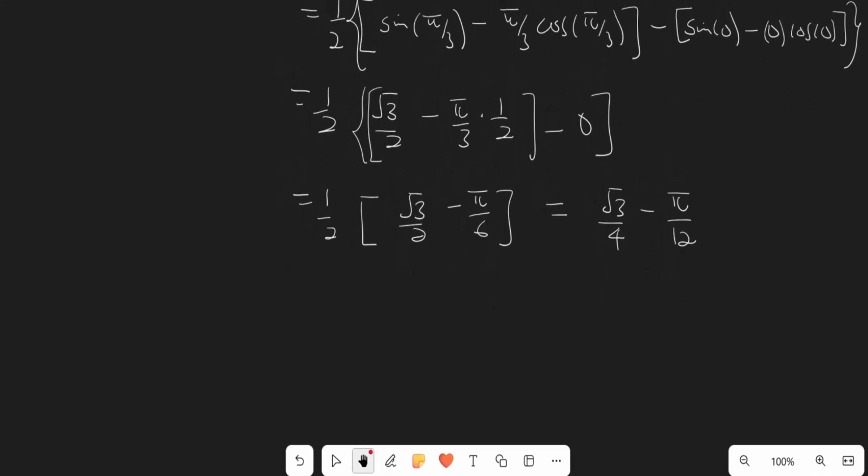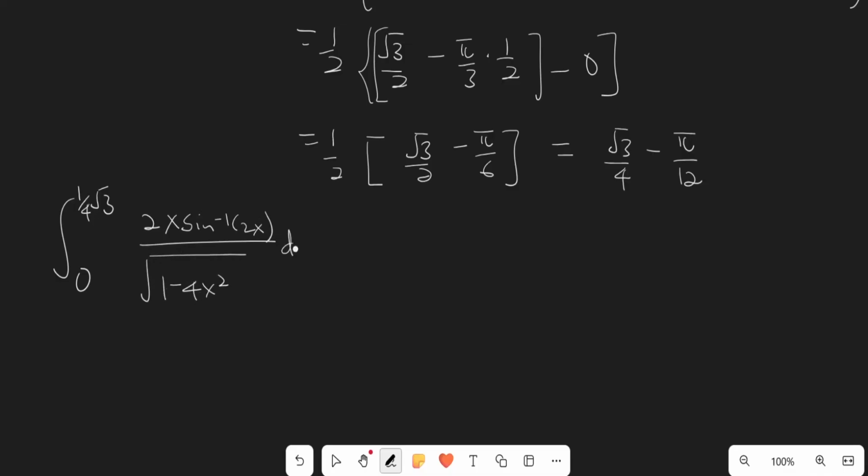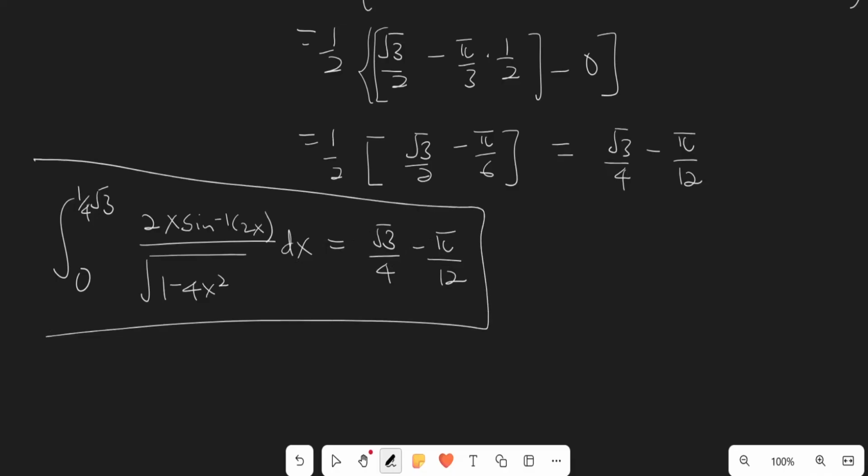So this is the value of our integral. Therefore, our integral from 0 to 1/4 square root of 3 of 2x sine inverse of 2x all over the square root of 1 minus 4x squared dx is square root of 3 over 4 minus pi over 12. So that is how we solve this integral.